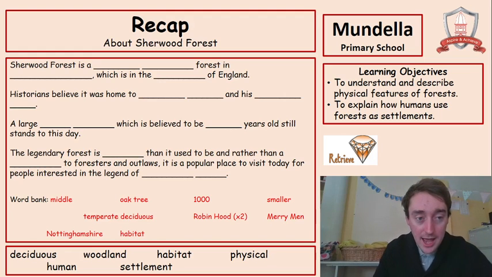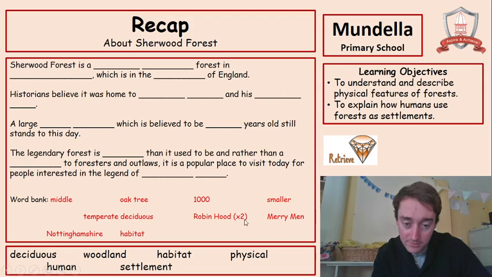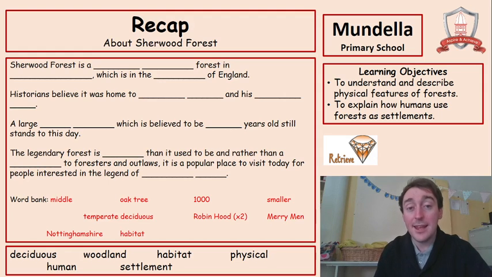Recap then. Let's have a look at this. We're going to have to copy this down into our books, but obviously not with the lines there like that, because we need to fill in the gaps with these red words from our word bank here. Remember that there's times 2 by Robin Hood there, which means that you can use Robin Hood twice in these gaps. So we're going to pause the video now. You can fill that in into your books and then unpause when you're ready to check your answers. We'll check the answers in 3, 2, 1.